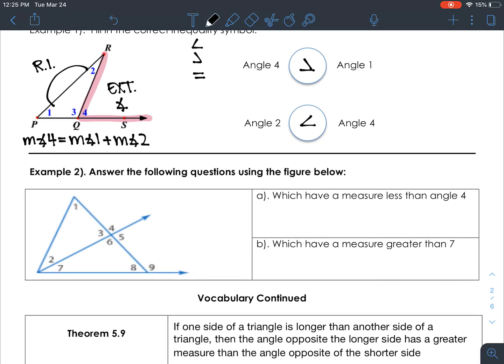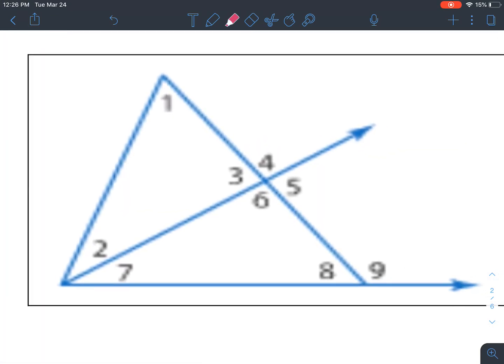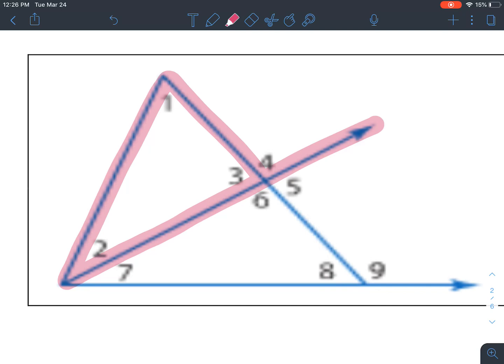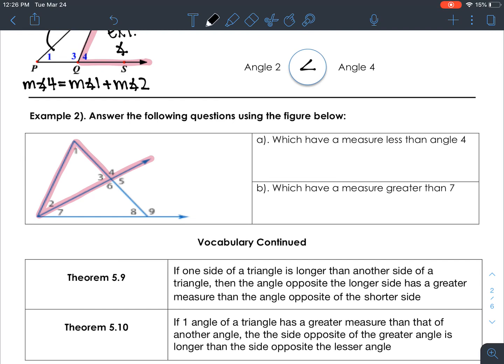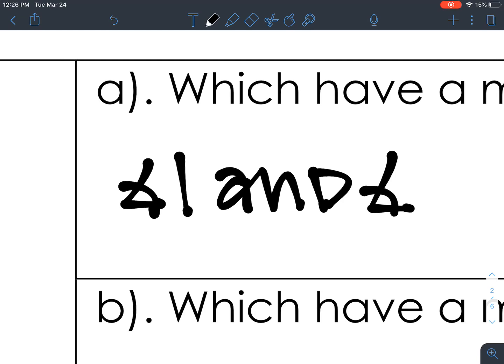Example 2 is asking us to do the same thing, only this time we're looking at it as a full picture. Example 2 asks which of those angles have to have a measure less than angle 4. We're not using the picture to look at obtuse and acute angles. We're using the theorems we've studied to answer this so that it's definite. Angle 4 is an exterior angle to this triangle right here, and angle 1 and angle 2 are the remote interior angles. So based off of the inequality theorem, angle 1 and angle 2 have to be less than angle 4.